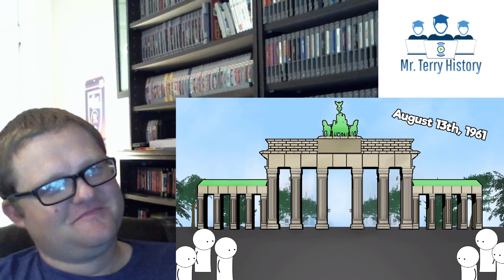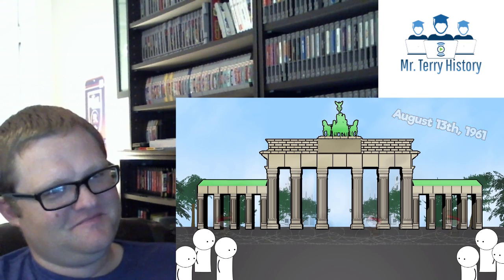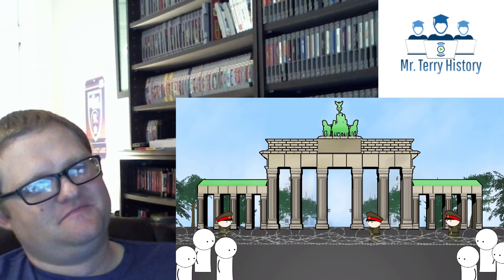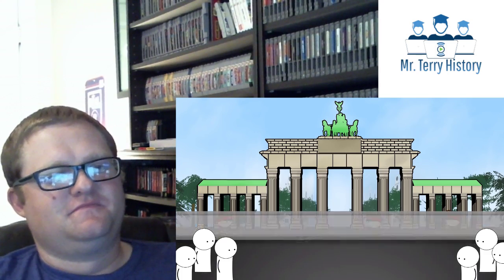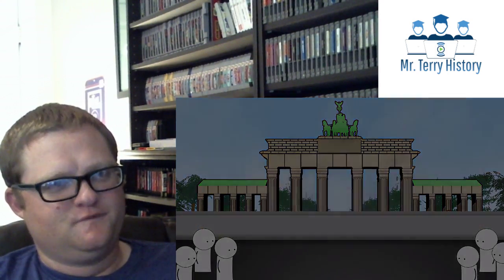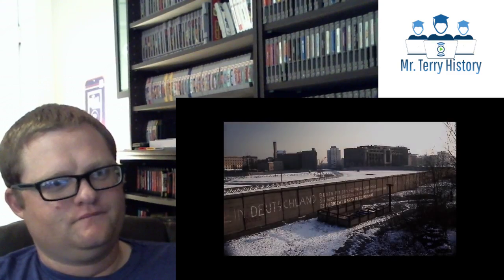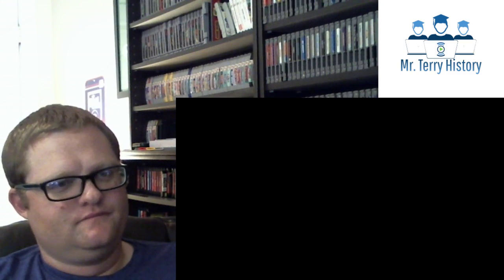On August 13th, 1961, Berliners woke up to find their city divided into two, with barbed wire and guards blocking the border between East and West. Over time, a wall was constructed throughout the city. Families were torn apart. Thousands would risk their lives escaping over the wall, and hundreds would die trying.